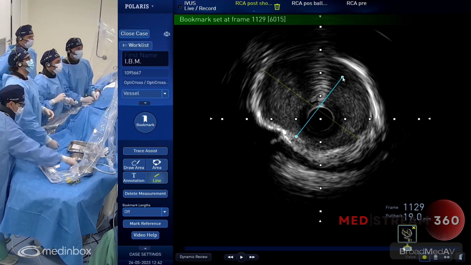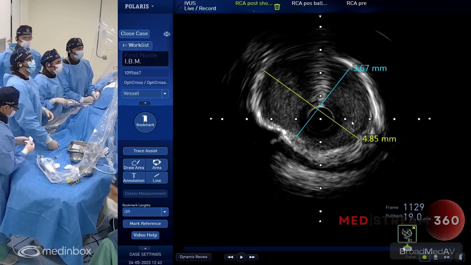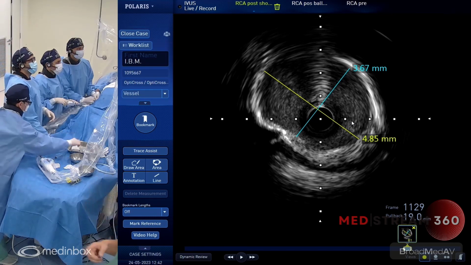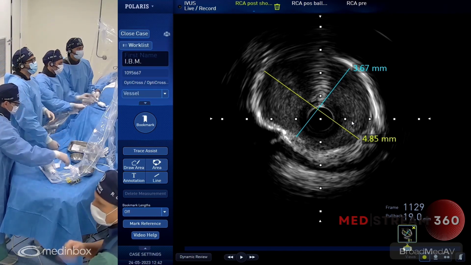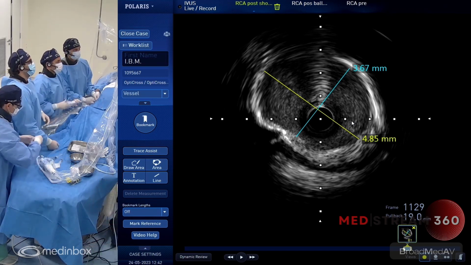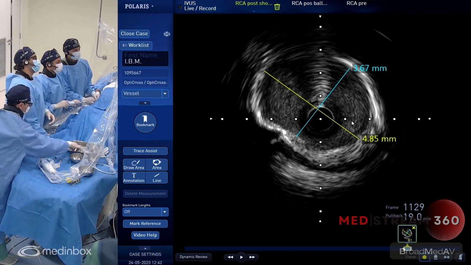So now you're using a 4.0 balloon. Do you agree, Ricardo? Yes, I do agree. I just measured. Do you have enough room here? Okay, good. Yeah, enough room for that. It's a 5.0 vessel, close to a 5.0 vessel.